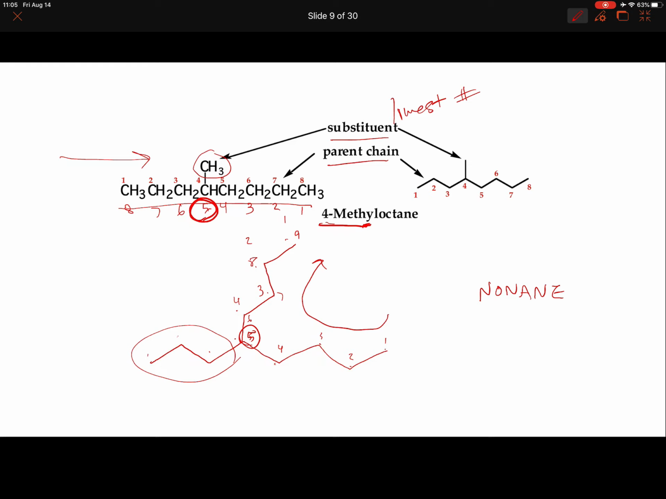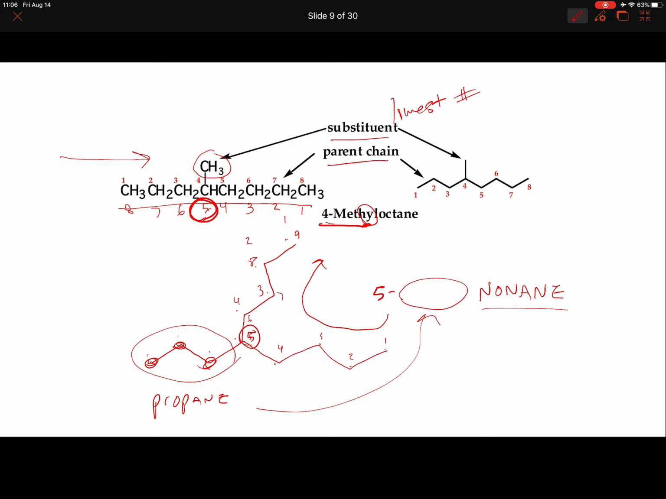So in this example down here, on the number 5, we have a 1, 2, 3 carbon substituent. So we know that it's 5-something nonane. Now it's a 3-carbon substituent. 3-carbon alkanes are called propane. But we don't say 5-propane nonane. You'll notice that there's a YL in here.